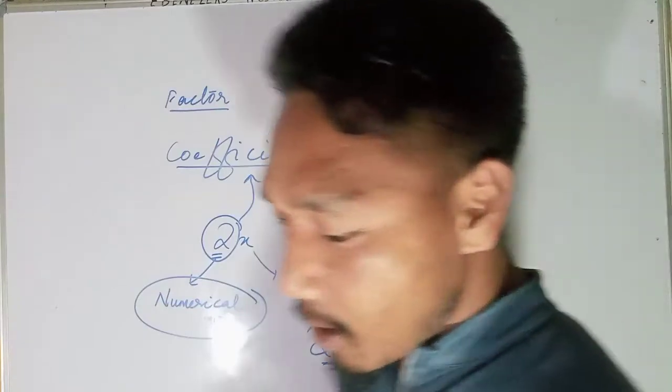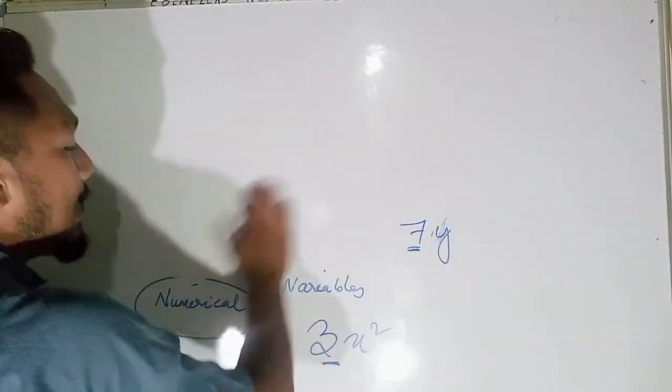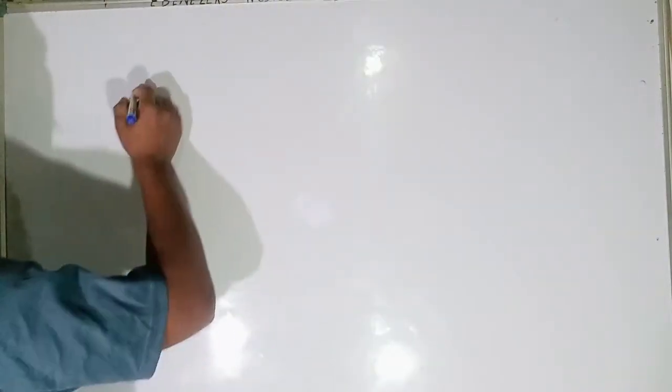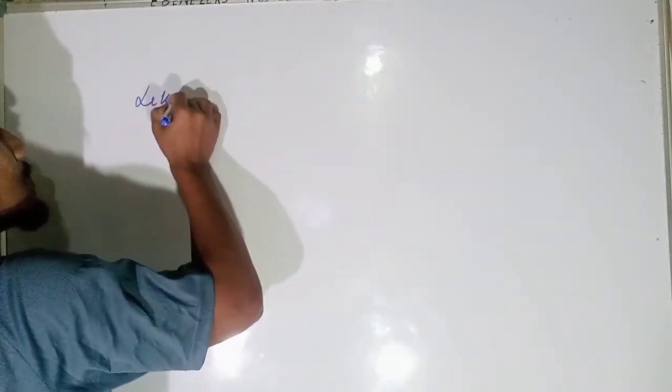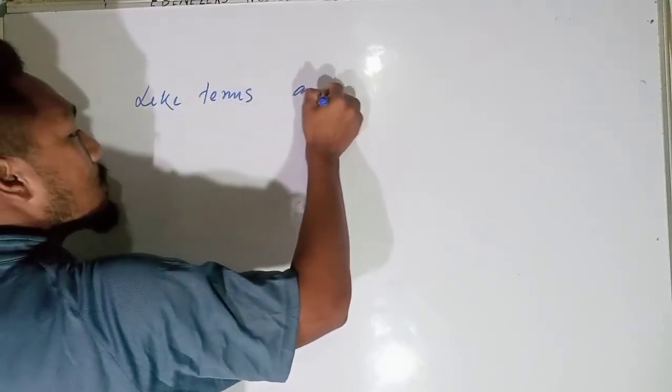Now let's talk about the next topic. Next is what? What are like terms and unlike terms? This is very important for your higher classes. If you don't know like terms and unlike terms, you cannot do addition or subtraction. So you need to be very clear about like terms and unlike terms.